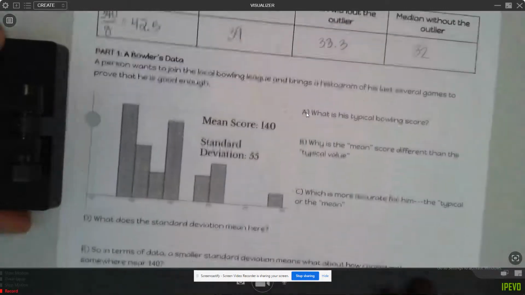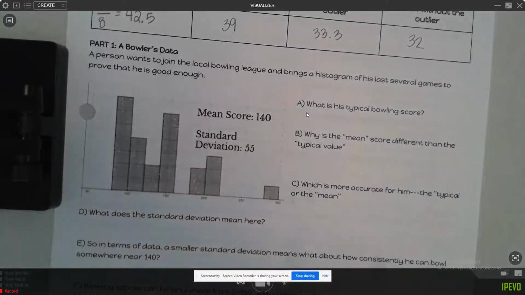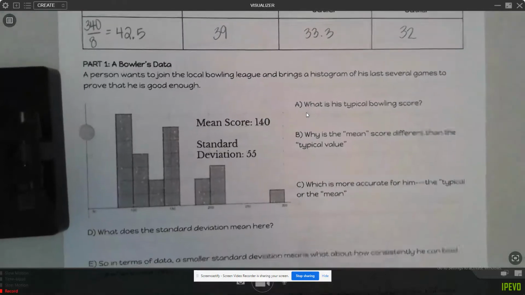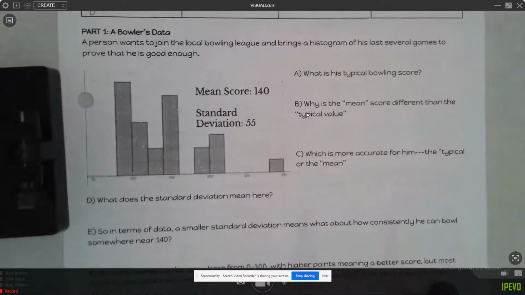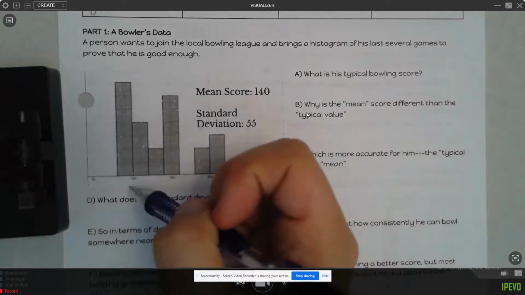All right, so here we go. A person wants to join the local bowling league and brings a histogram of his last several games to prove that he is good enough. What is the typical bowling score? Now, on a histogram, remember, how do we find that typical score? We look for the largest column.